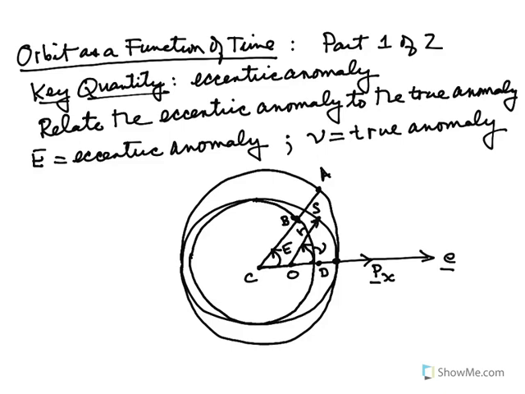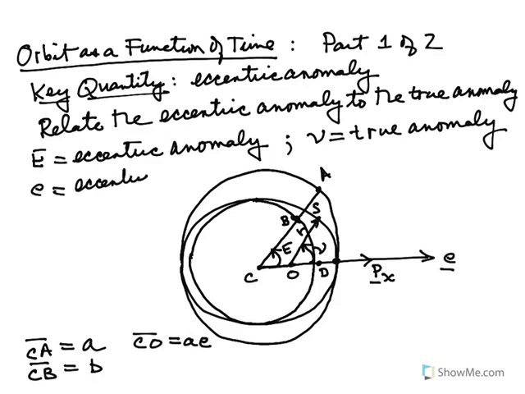Starting with the center of the ellipse, the distance from C to A is equal to a, which is the semi-major axis. The distance from C to B is equal to b, which is the semi-minor axis. Now we're going to go from C along the x-axis, or along px, to get the distances from C to O and C to D. So C to O, that distance is equal to a times e, where e is the eccentricity of the elliptic orbit.